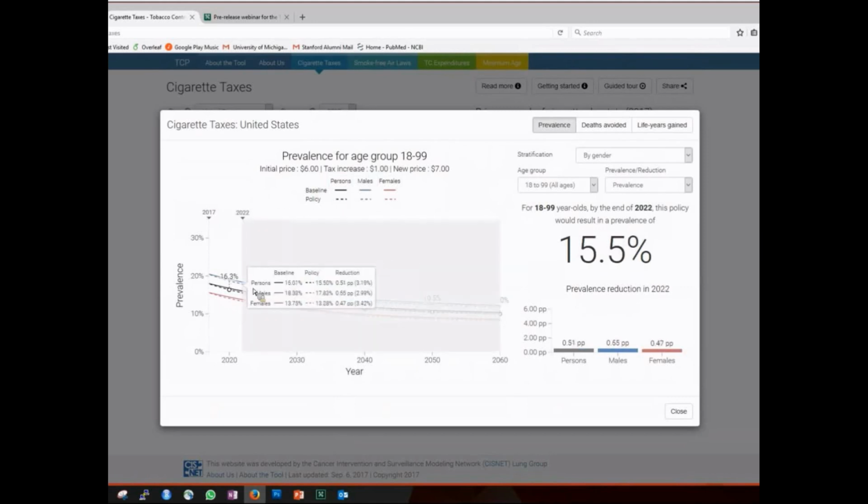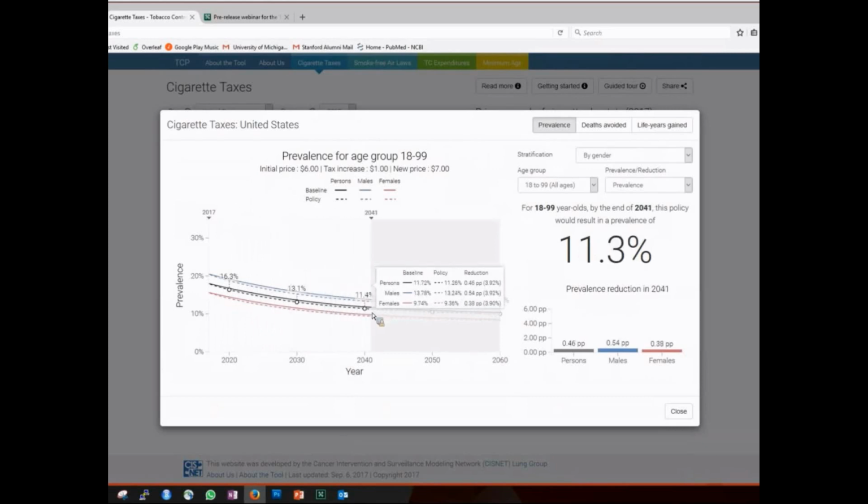As you hover over the chart, you get detailed year-to-year information about the reduction in smoking prevalence for males and females. And then over on the right-hand side, it updates with a bar chart and information about what the prevalence reduction will look like by the year 2040 or the year 2060. You can also look at this by age group.